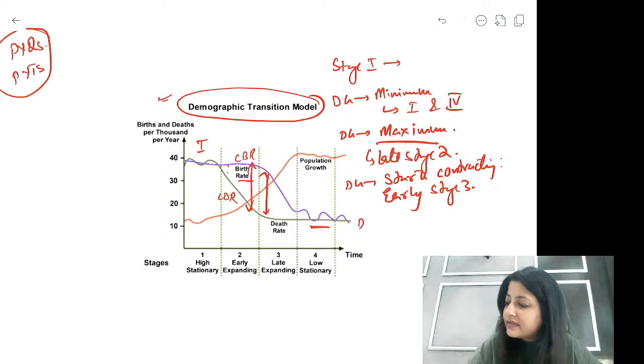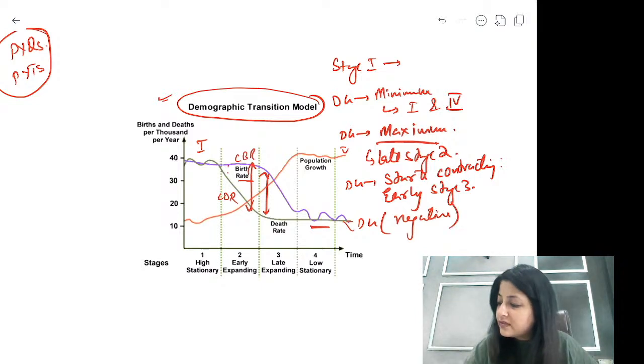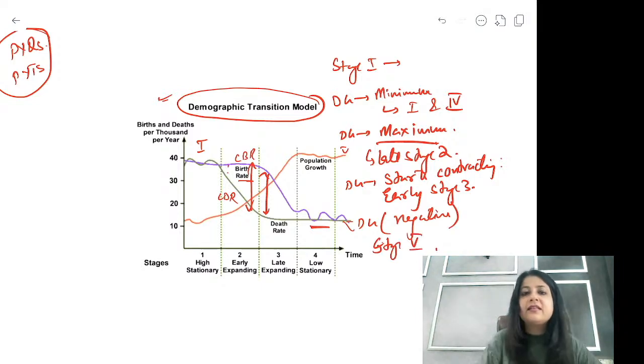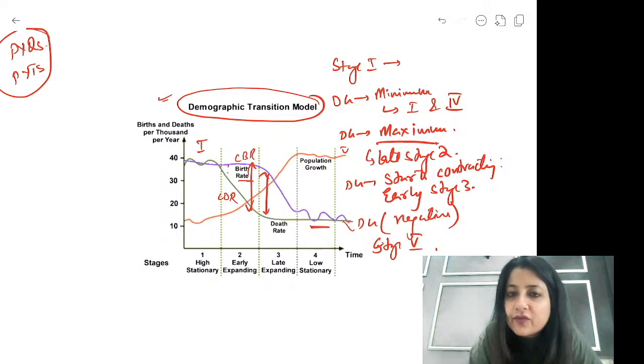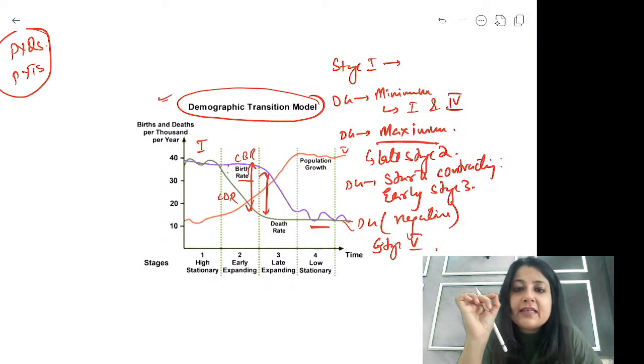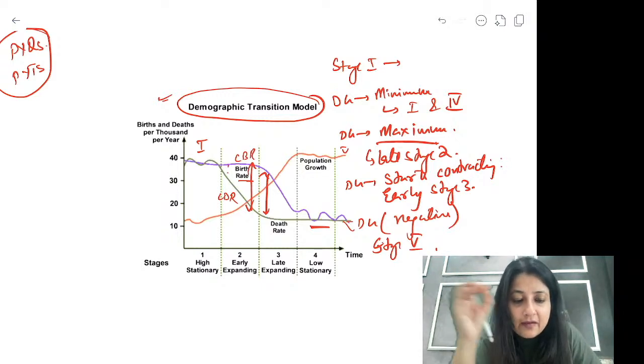Okay, and where is the demographic gap negative? In stage 5, when CBR is below CDR. So it is in stage 5. Okay, where is it negative? Stage 5. Got it? Look, in the FMGE exam they ask the name of the image.